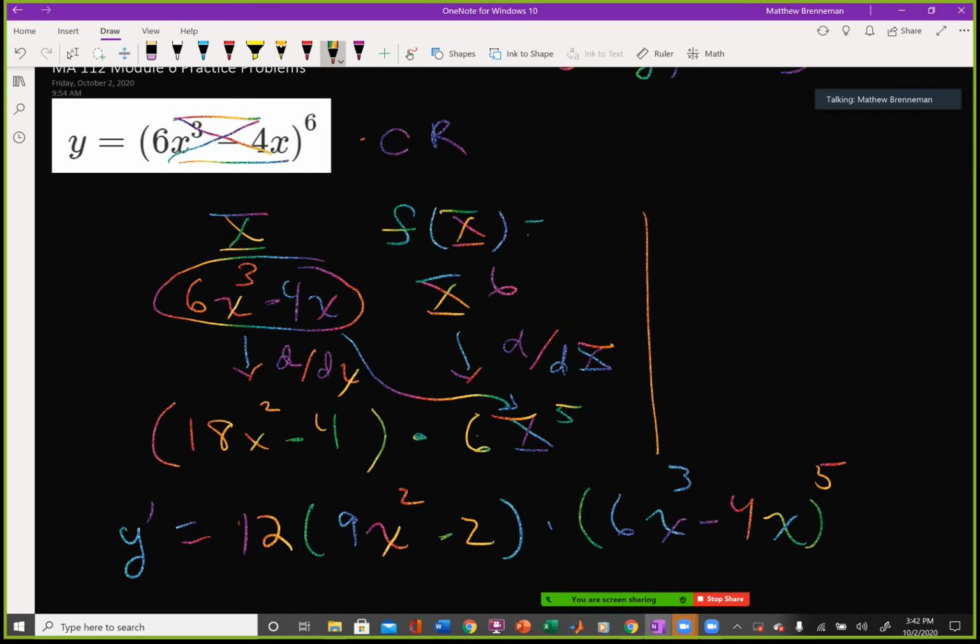And after you've done this a little bit, you're going to think about this in a slightly more adult way, right? You're going to think of this as y is equal to blob to the 6th. And then you're going to say y prime is the derivative of the blob, which will be 6 times blob to the 5th times the derivative of the blob. And that's really what we're doing here. Okay.